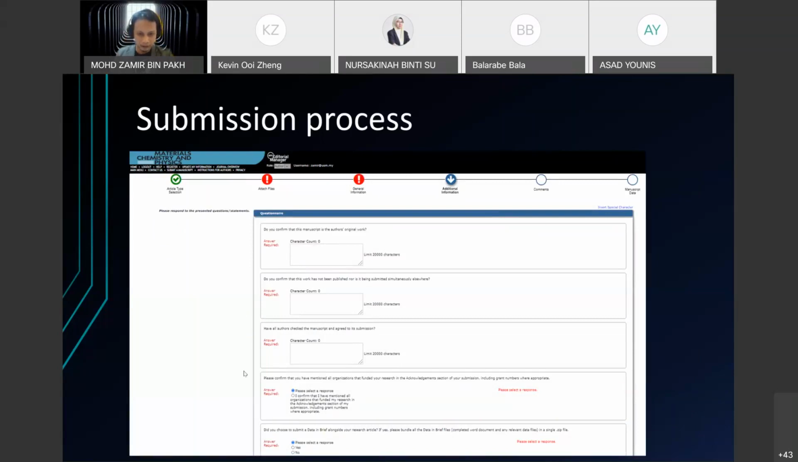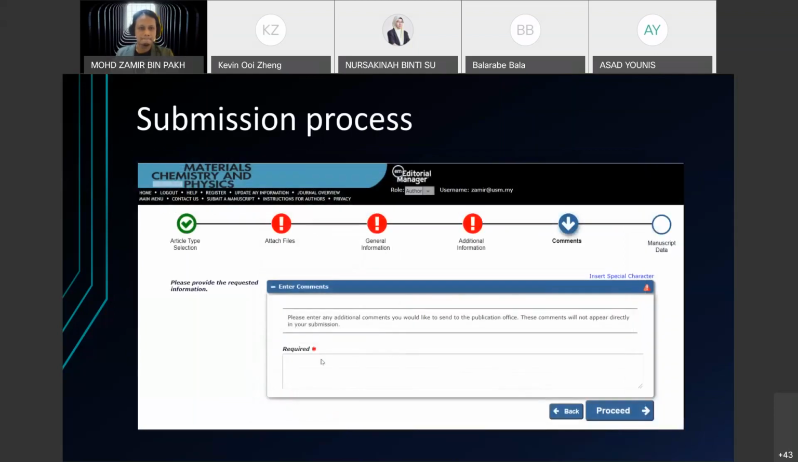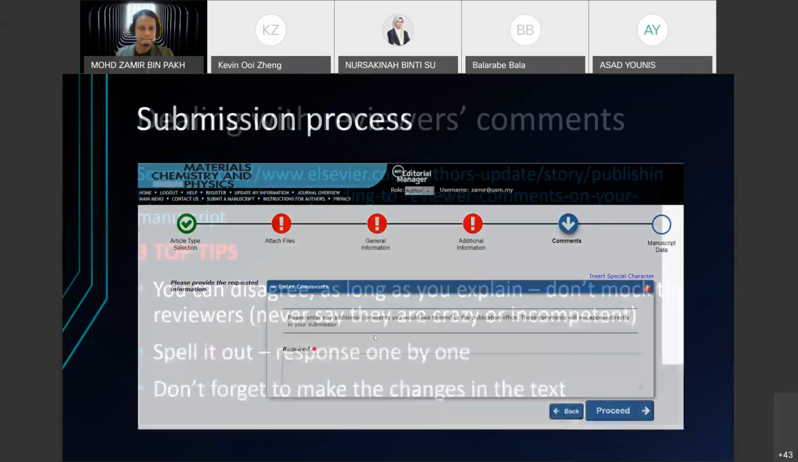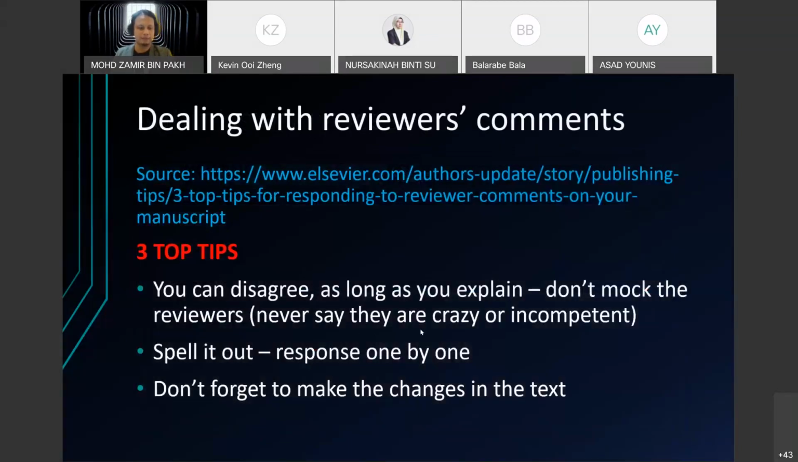And then what is this? Organization, acknowledgement, and grant and stuff. Okay. And if you have any words to say to the editorial office, you can say here. It's not going to be visible to the reviewers. Okay, done. I think my part is done.